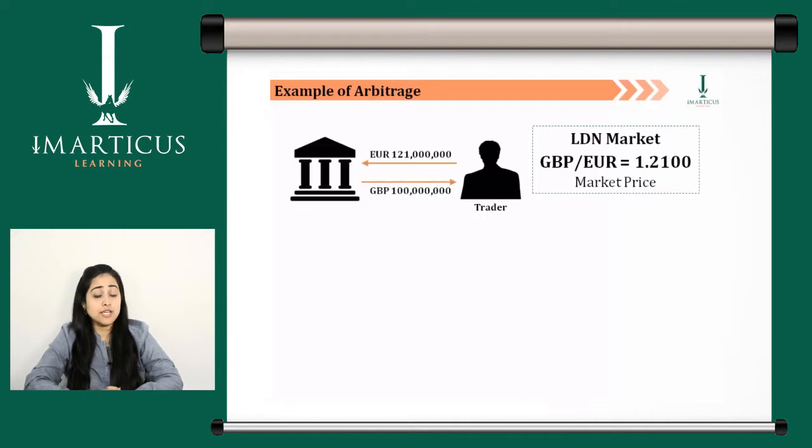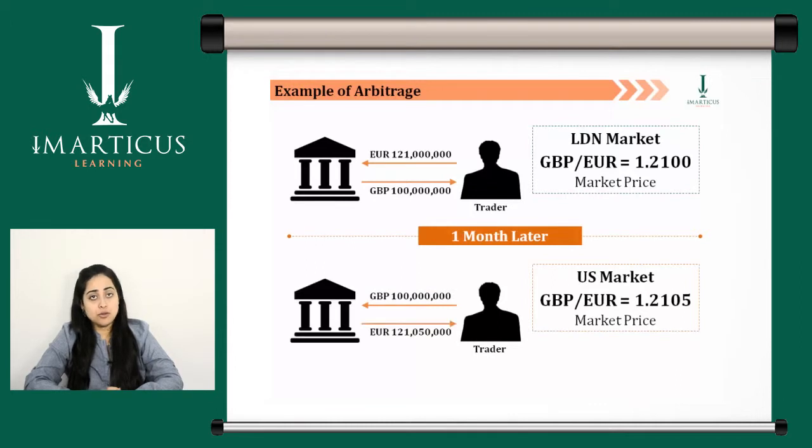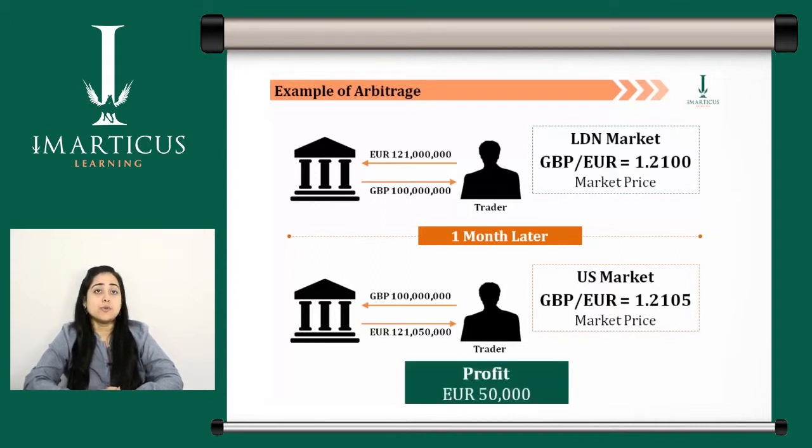Great Britain pounds and sell 121 million euros at 1.2100 in the London market, and sell 100 million Great Britain pounds and buy 121 million and 50,000 euros at 1.2105 in the US market. That way he makes a profit of 50,000 euros.